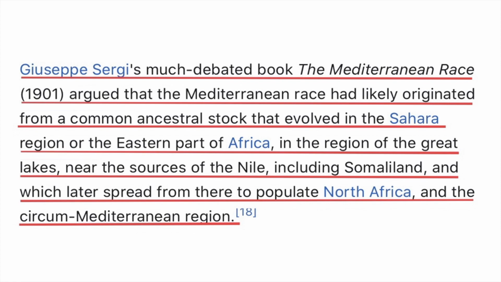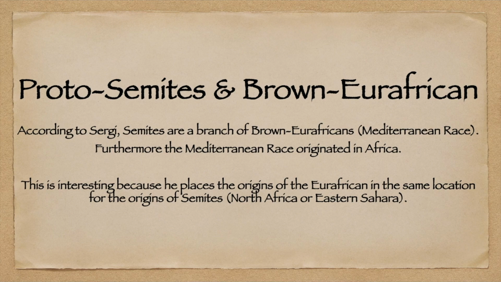So Giuseppe Sergi, in a much debated book, The Mediterranean Race, 1901, argued that the Mediterranean race had likely originated from a common ancestral stock that evolved in the Sahara region, or the eastern part of Africa, in the region of the Great Lakes, near the source of the Nile, including Somaliland, and which later spread from there to populate North Africa and the circum-Mediterranean region. According to Sergi, Semites are a branch of the brown Eurafrican Mediterranean race. Furthermore, the Mediterranean race originated in Africa. So this is interesting, because he places the origin of the Eurafricans in the same location as the origins of Semites, North Africa or the Eastern Sahara.